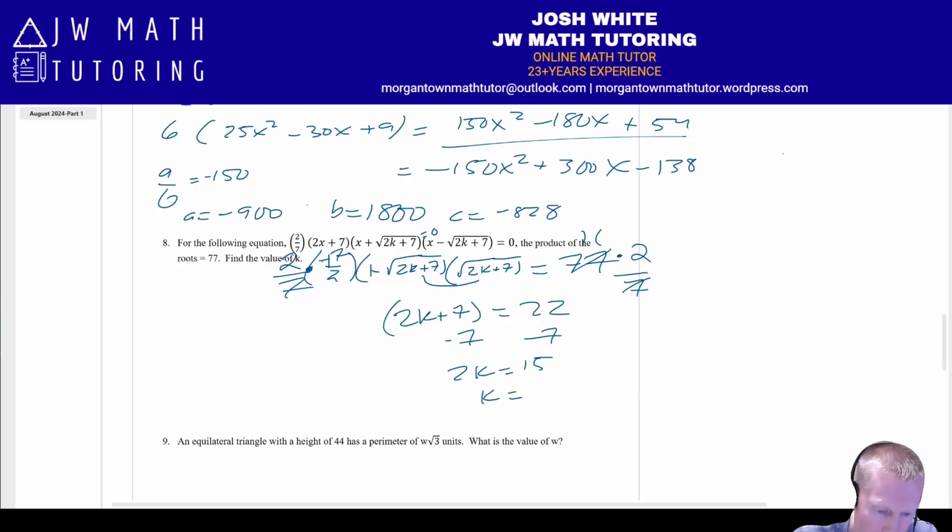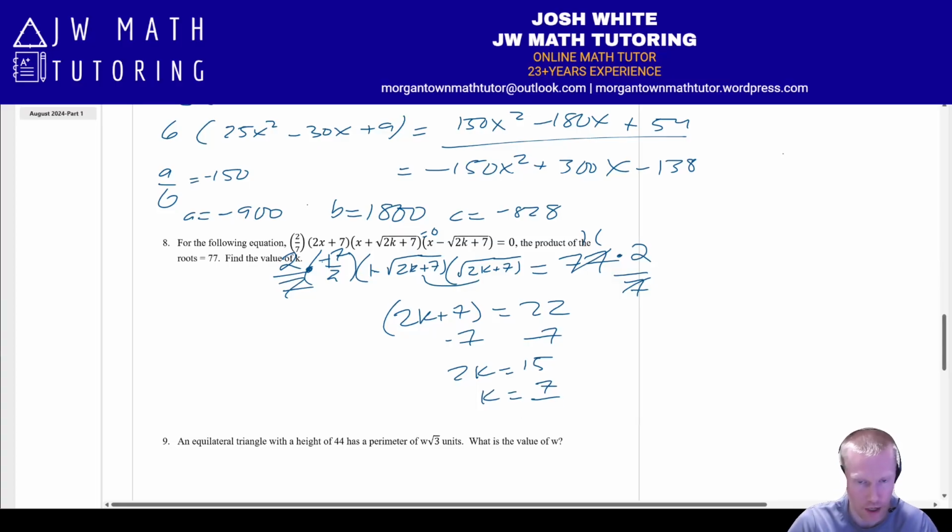all right, let's see here. 15 over 2, 7.5, that's not the value I got initially. Let's check my work and see what I'm missing exactly. Oh, I see what the issue is. Okay, so let's see here. We get not 7 over 5, 15 over 2, or 7.5. So that's what k should equal. So either one of these would be acceptable.